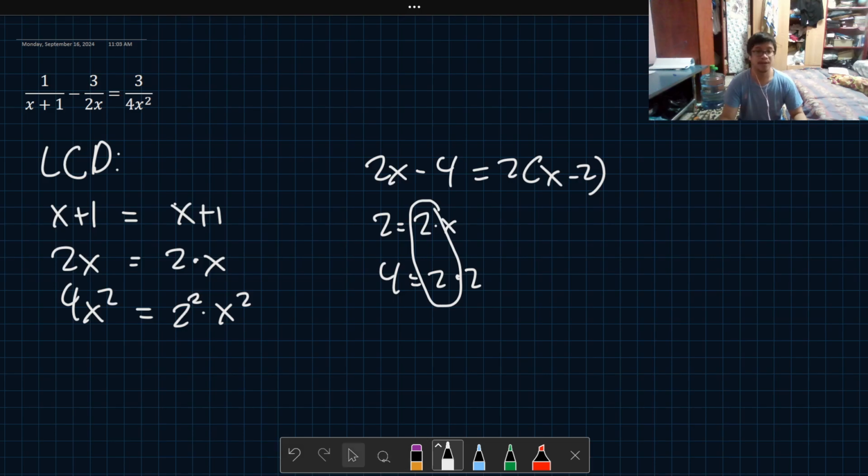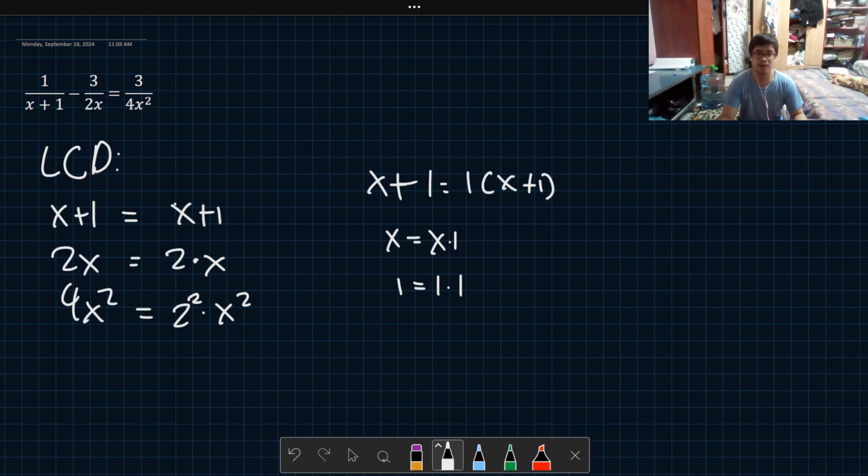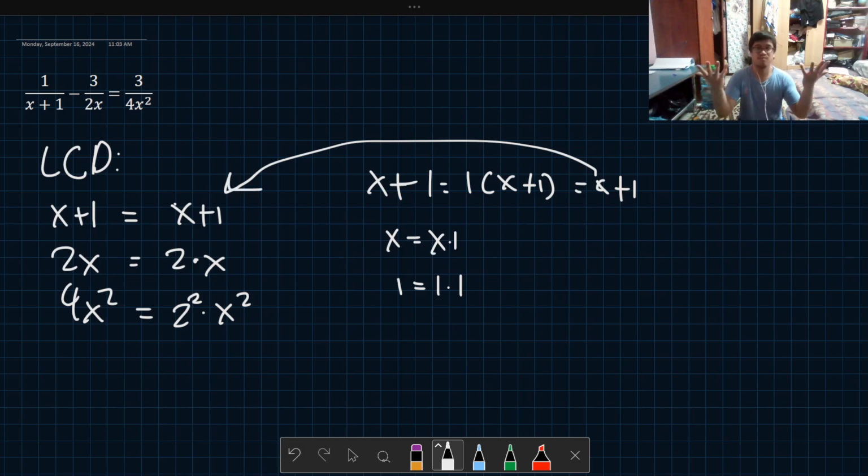But in this case, you just have x plus 1. What's the common factor of x plus 1? Both of them are multiples of 1: x is the same as x times 1, and 1 is the same as 1 times 1. If you factor out 1 here, it's just 1 times the quantity x plus 1, and 1 times x plus 1 is just x plus 1. So basically, no changes. They're just the same. You know what I mean?